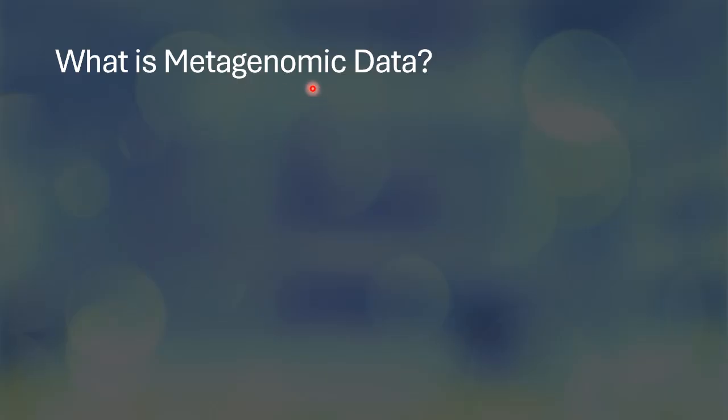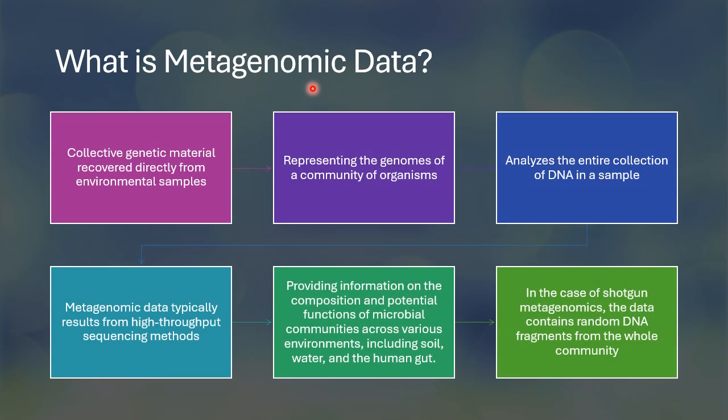What exactly is metagenomic data? Metagenomic data refers to the collective genetic material recovered directly from environmental samples, representing the genome of a community of organisms, often microorganisms within a particular habitat. Unlike traditional genomics, which focuses on individual species, metagenomics analyzes the entire collection of DNA in a sample, allowing scientists to study the diversity, structure, and function of microbial communities without needing to culture them in the lab.